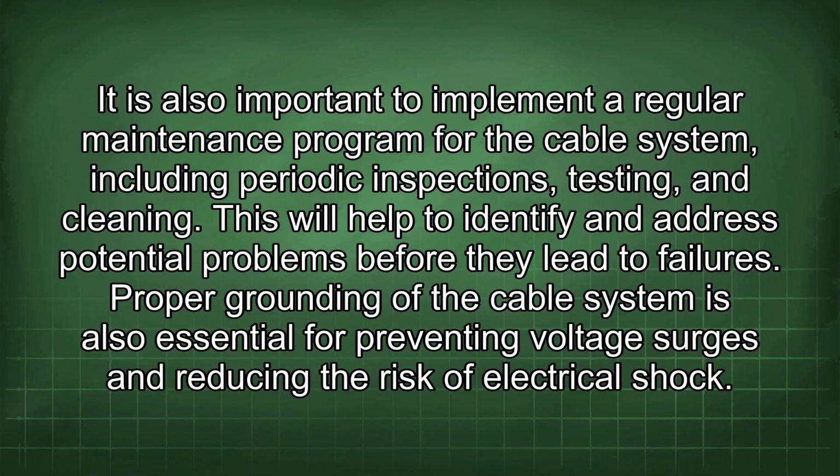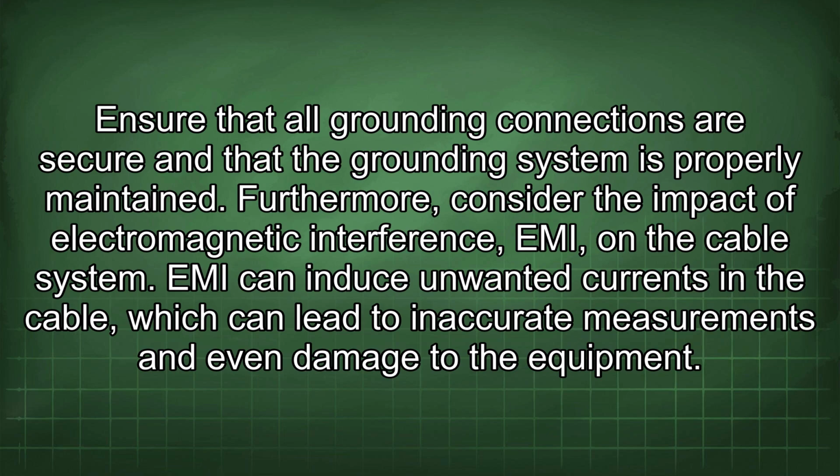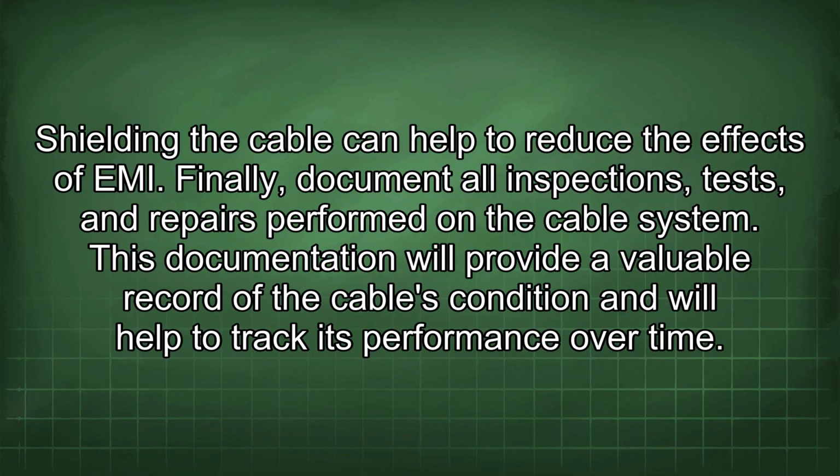Proper grounding of the cable system is also essential for preventing voltage surges and reducing the risk of electrical shock. Ensure that all grounding connections are secure and that the grounding system is properly maintained. Furthermore, consider the impact of electromagnetic interference (EMI) on the cable system. EMI can induce unwanted currents in the cable, which can lead to inaccurate measurements and even damage to the equipment. Shielding the cable can help to reduce the effects of EMI.